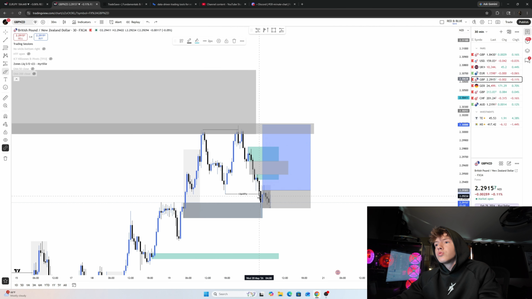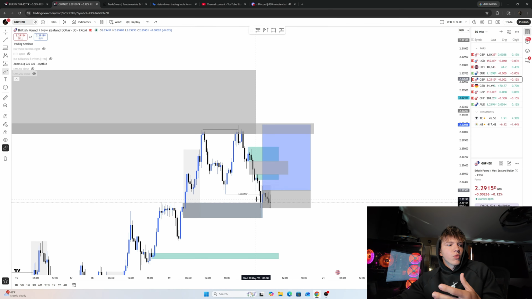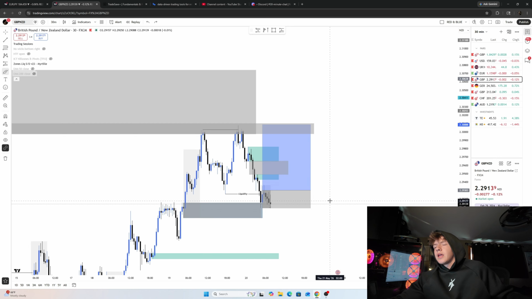So to no surprise, you seek that level of liquidity and you get a little reaction. That is no surprise at all, right? That's how price works. When you take liquidity like that, you're going to get a reaction. But yeah, it's all of these trades, guys.